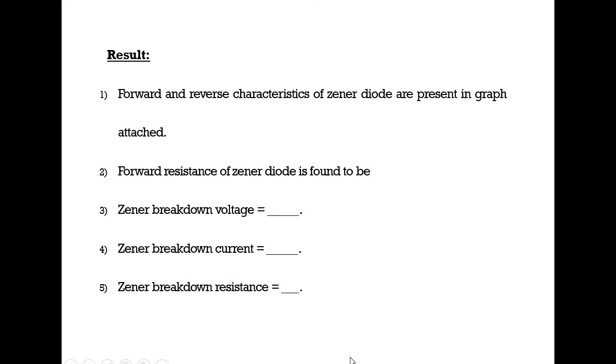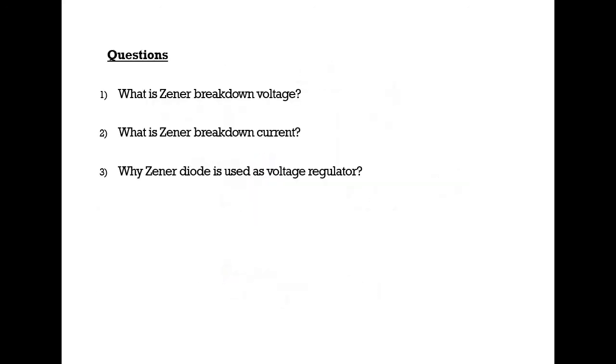Okay, now what is this Zener breakdown voltage, Zener breakdown current, and Zener breakdown resistance? You have to answer that on the blank page provided in the lab manual. In the lab manual, after each and every practical, one blank page is provided, and through that blank page I'll give you some questions. You have to find out the answers, and you are going to put those answers over there, and that will be one part of the Viva Voce examination.